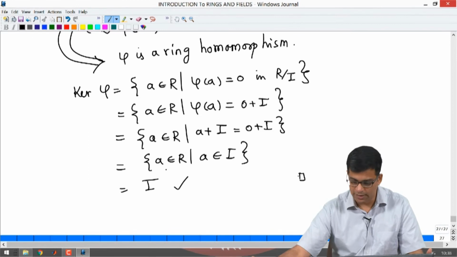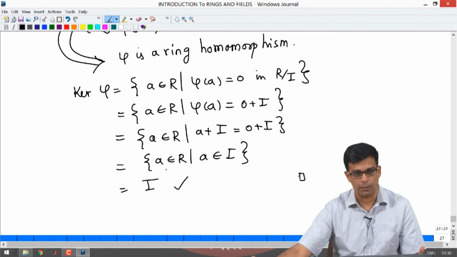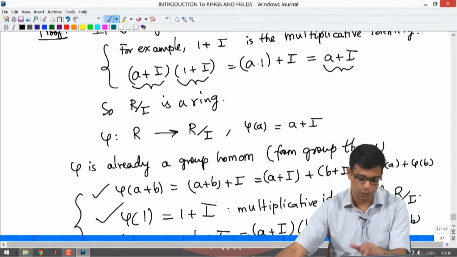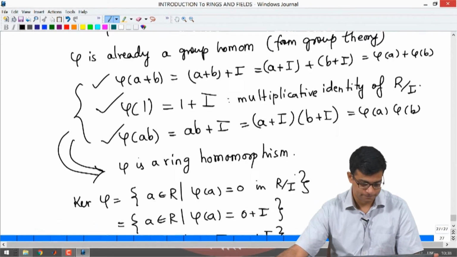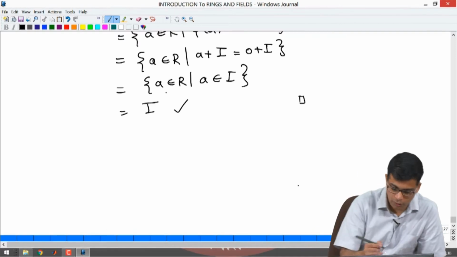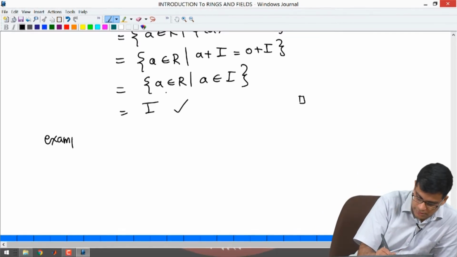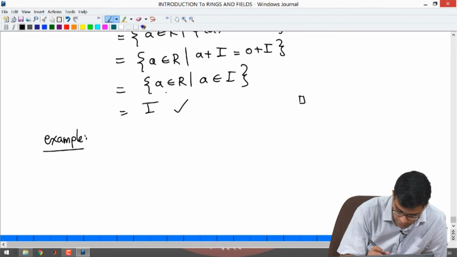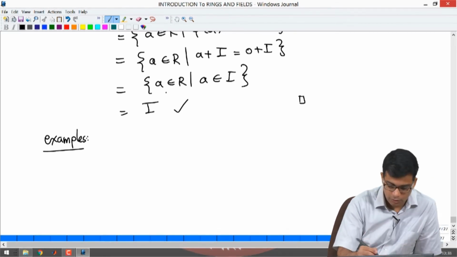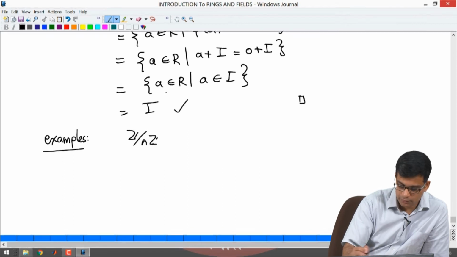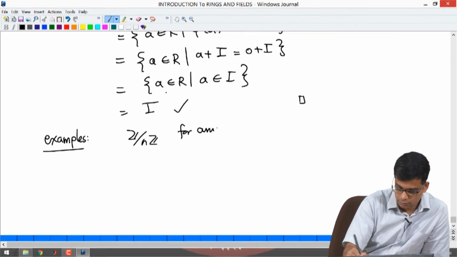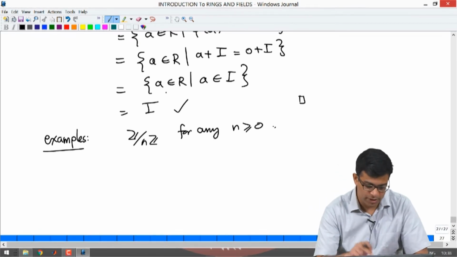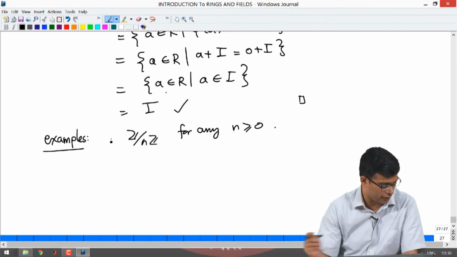So, quotient rings are very important for us. Quotient rings come equipped with a natural ring homomorphism from R to R mod I, whose kernel is I. Okay. So, now let me do some examples to work with this. The first example is something you have already seen. You can take Z mod NZ for any N, because NZ is an ideal. Z mod NZ, this we are already familiar with.